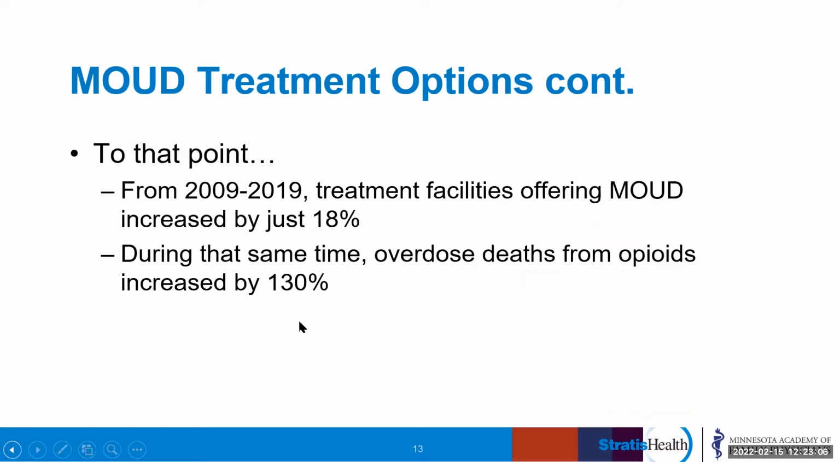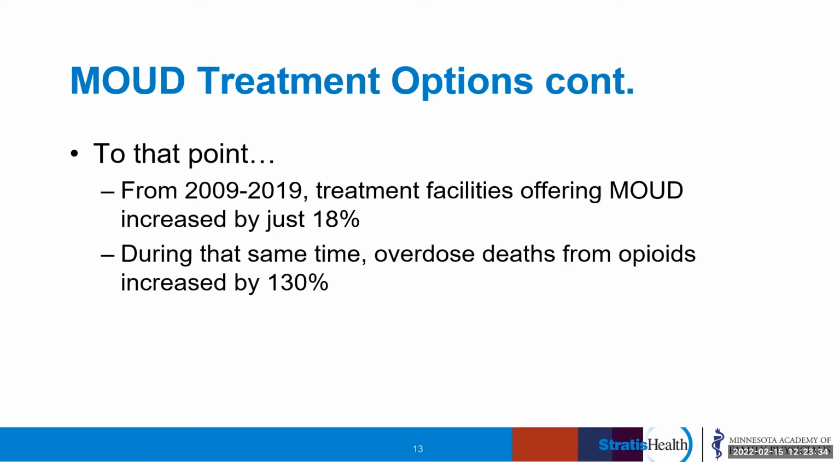And so, to that point, if you look at the numbers from really 2009 to 2019, the treatment facilities offering MOUD really were only increased by about 18%. And a lot of us have been doing Suboxone for a while, and know that it is often really difficult for us to get a treatment place that would actually treat them with buprenorphine. So that's been difficult. But actually during that same time, overdose deaths from opioids have increased by 130%.